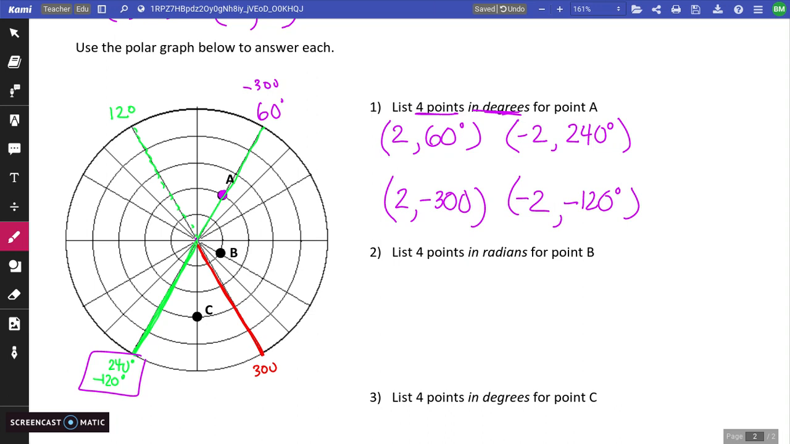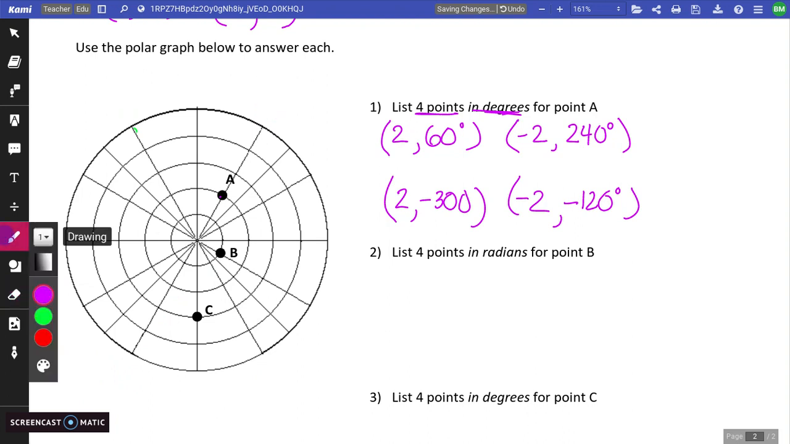Okay. Then I have my radian example here. So when I'm doing it in radians, it's pretty much the exact same process, except I have radian measures instead of degree measures. So we're looking at point B. I see point B is down in quadrant 4. So I'm going to start by labeling that angle as it is. So down here in quadrant 4, in radians, this would be our 11 pi over 6 angle. And it looks like that is 1 unit away from the center, from the pole.